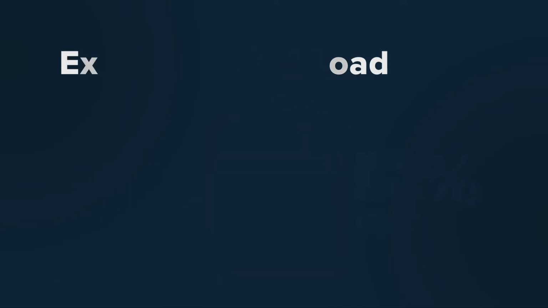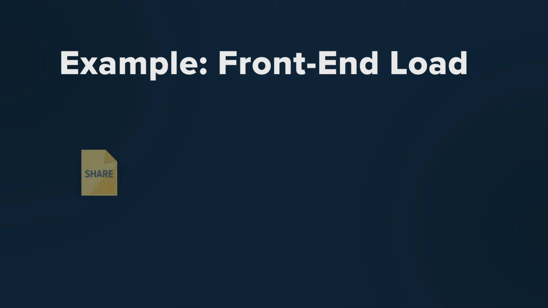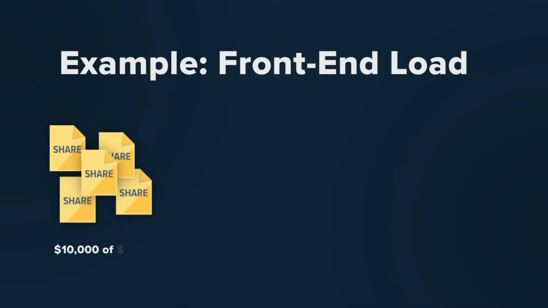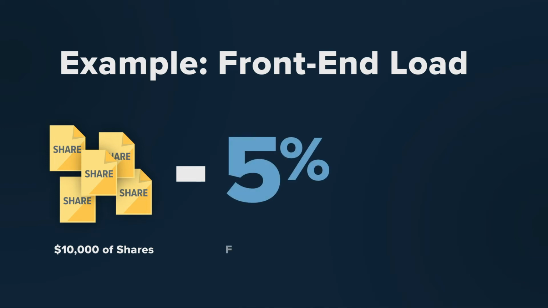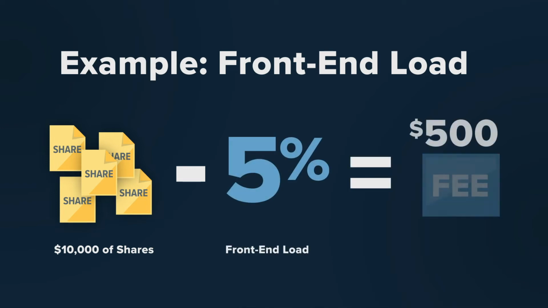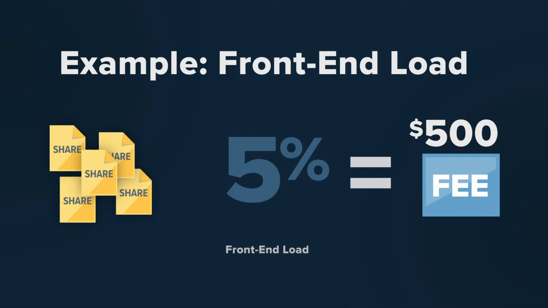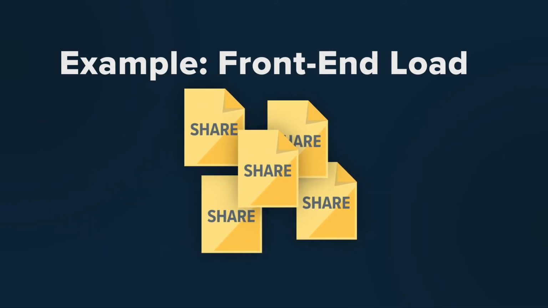Here's an example of a front-end load. If you buy $10,000 worth of shares of an A-share mutual fund that has a 5% front-end load, you will pay a $500 fee to purchase those shares, which will come out of your total investment. That means that your investment in this fund will be $9,500 instead of $10,000.